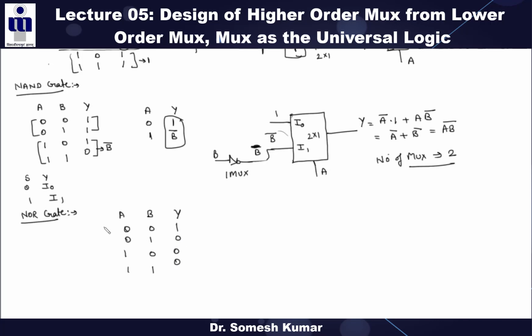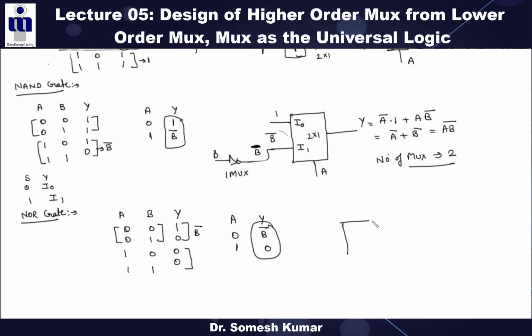If I am taking A as the select line, if A is 0, what is the output? Output is B bar. If A is 1, what is the output? Output is always 0. So now these are the inputs of these two.